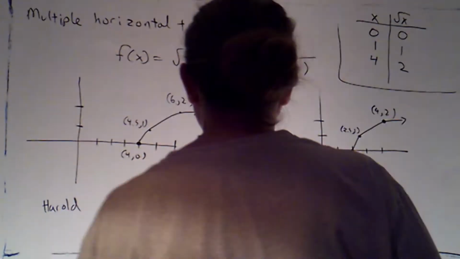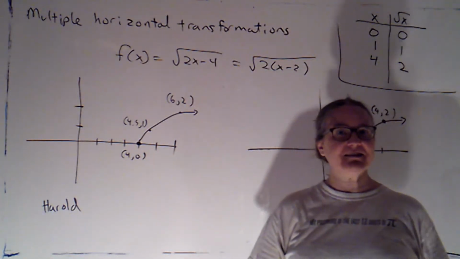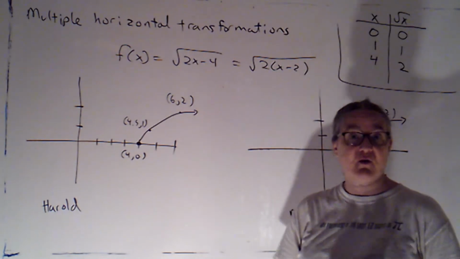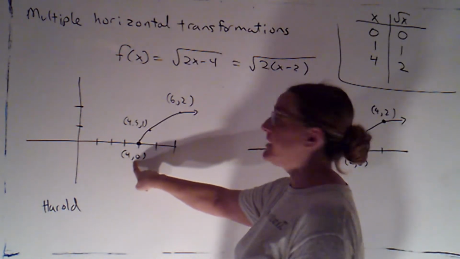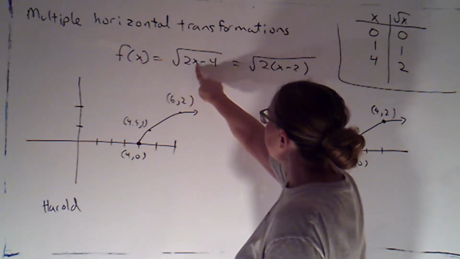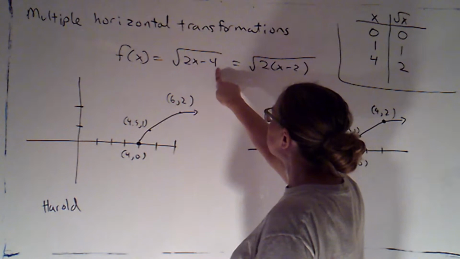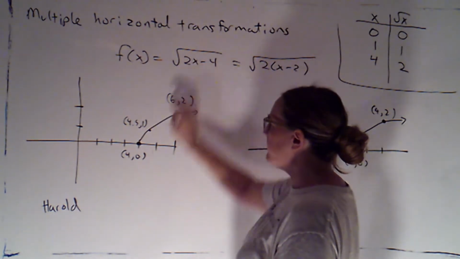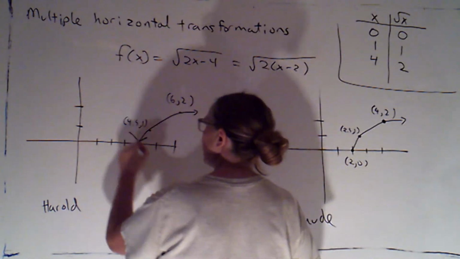I think the simplest way to figure out who's right is to just pick these points and see if they're actually going to make the equation true. So Harold has a point (4, 0) on here. If I plug that in for x, 2 times 4 would be 8, minus 4 would be 4. The square root of 4 is not 0. This point is not on the graph.